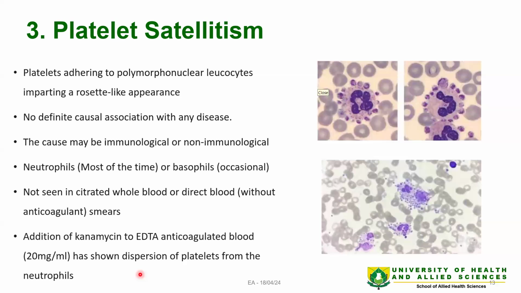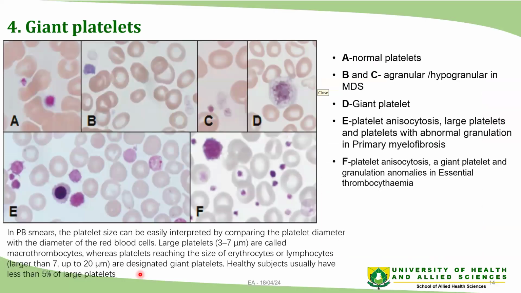So in the same way, a remedy that has been found for platelet satellitism is that you add 20 milligram per ml of blood to the EDTA anticoagulated blood, and that would disperse the platelets from around the neutrophil, and you would get your correct platelet count. Now, the last one is the presence of giant platelets.